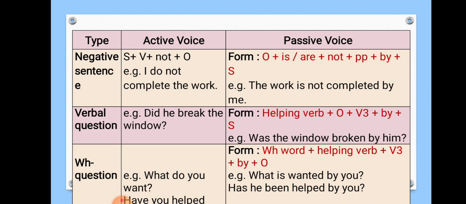Suppose it is a WH question. What do you want? What is wanted by you? Have you helped? Has he been helped by you? So, in this way, that can be the changes in the WH question or other question.